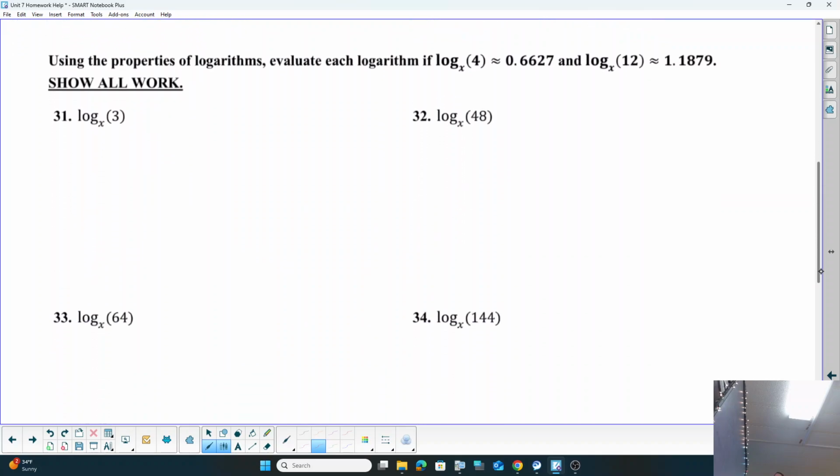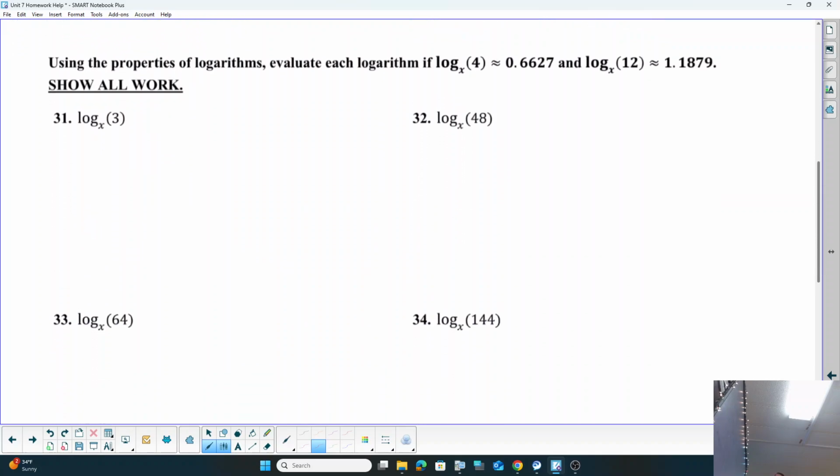Whoa. Okay, use properties of logs to evaluate logarithms. If log x4 equals 0.6627 and log x12 equals approximately 1.879. They're just giving you these random numbers because they didn't tell us what x even is. That's weird. Maybe they're preparing us for 7.4. So they give you those 2 numbers and you've got to try to get your equation in terms of those numbers basically. That's crazy, right?